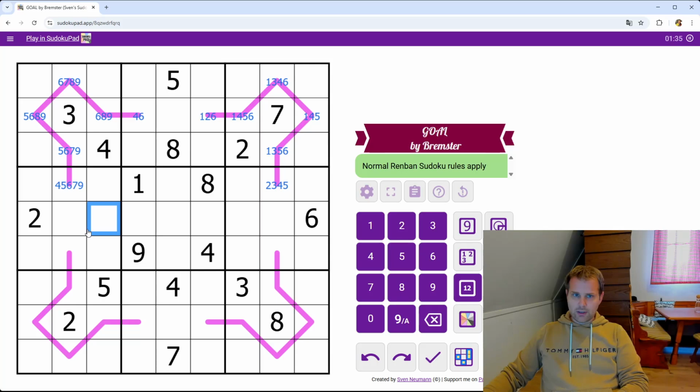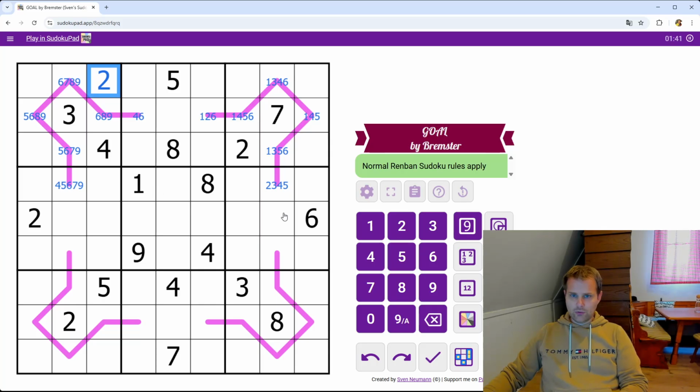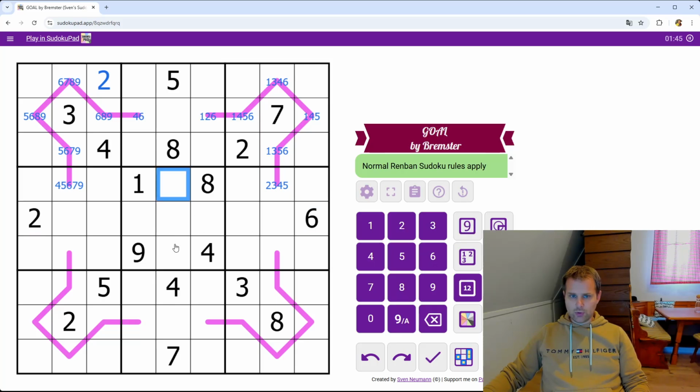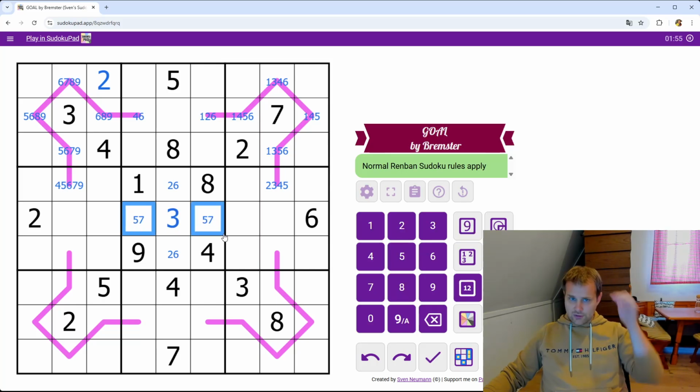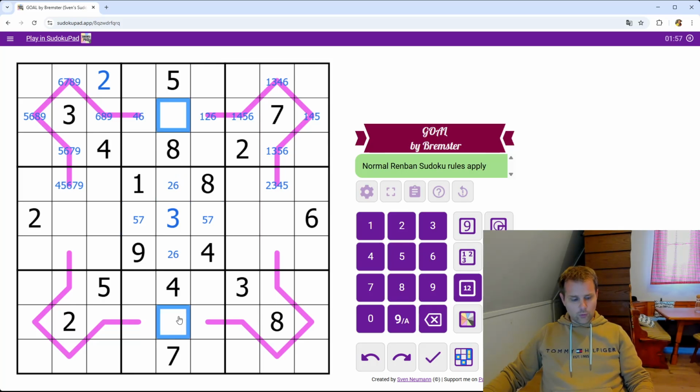Let's do some other Sudoku. For example, this 2 can be there. The 2 and the 6 here, where do they go in this box? They can only go here, so this is from 3, 5, 7. This must therefore be a 3, and this is 5 and 7, and these are from 1 and 9. Okay, that's very good.